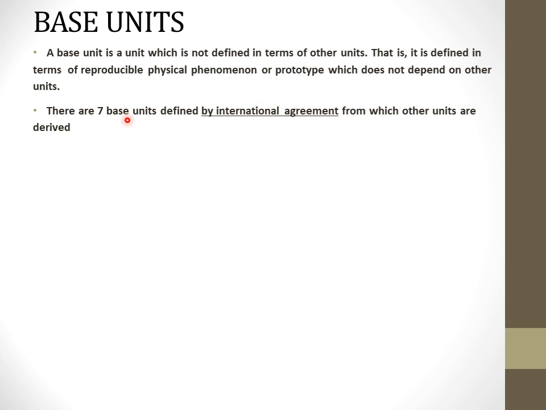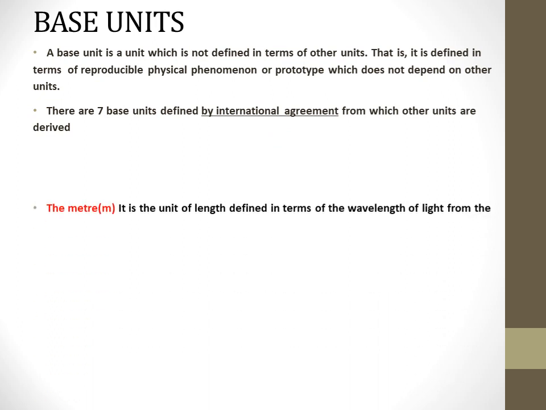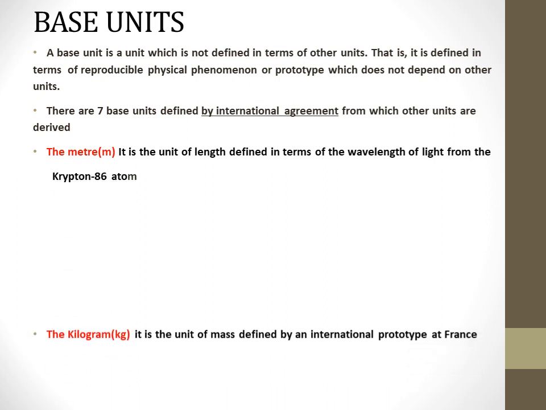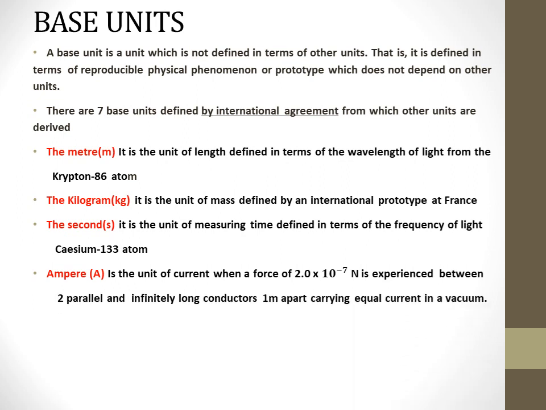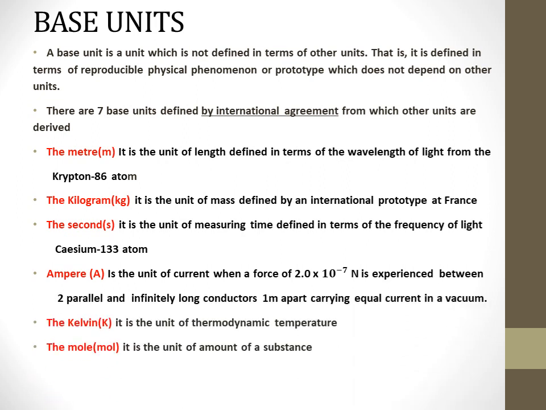There are 7 base units defined by international agreement, from which other units are derived. So these units are defined by international agreement. What are these units? We have the meter, the kilogram, the second, the ampere, the Kelvin, the mole, and the candela. So there are 7 of them: meter, kilogram, second, ampere, Kelvin, mole, and candela.